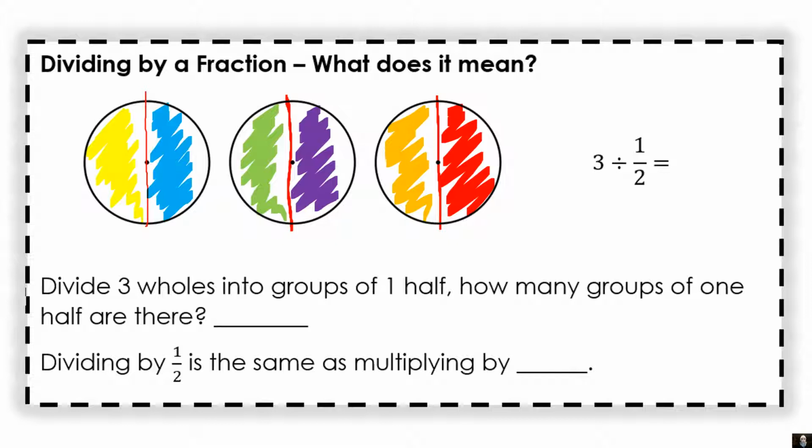Now, how many different groups of a half are there? There is 6. So 6 different colored groups, 6 different colored halves. So dividing by a half, so dividing 3 by a half is actually the same as multiplying by 2.